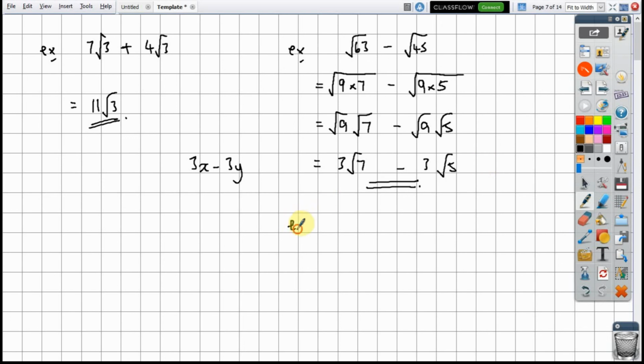Let's look at one more example. Get you to try this one. Suppose we had 7 root 2 plus root 50. Pause the video there and give it a go. Okay, let's see what we've got. 7 root 2, I can't do much with that. It's the root 50 that I'm going to have to work with.